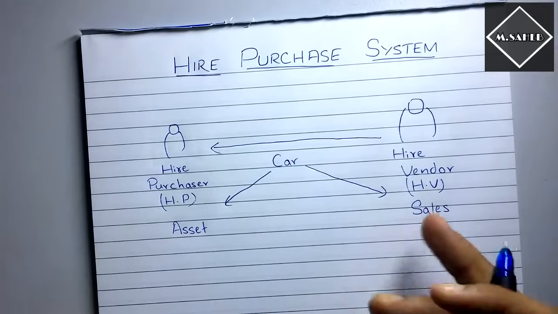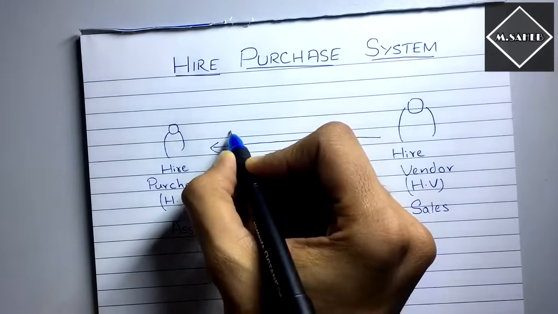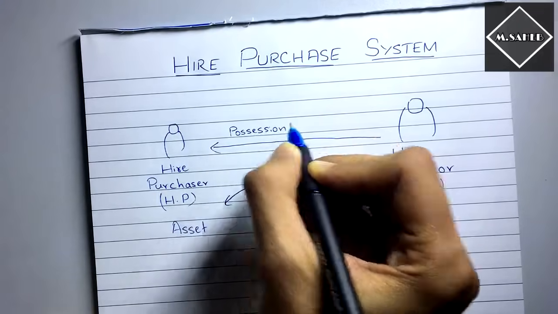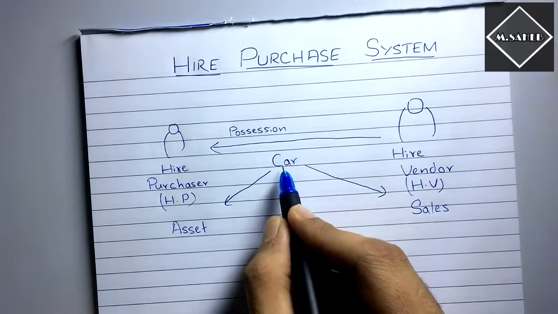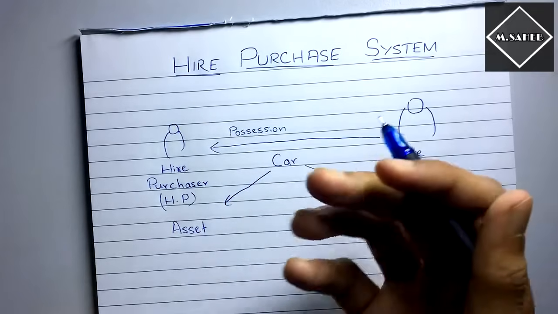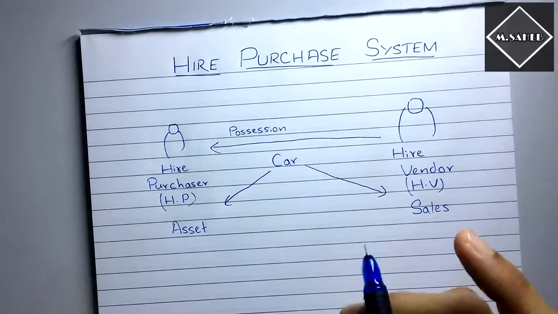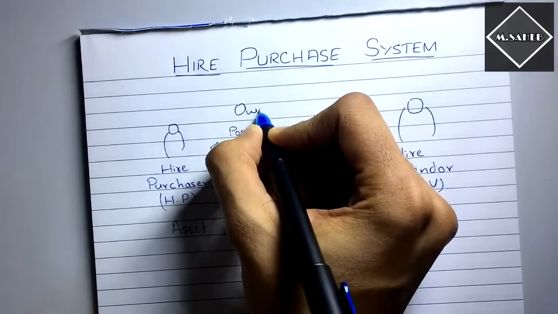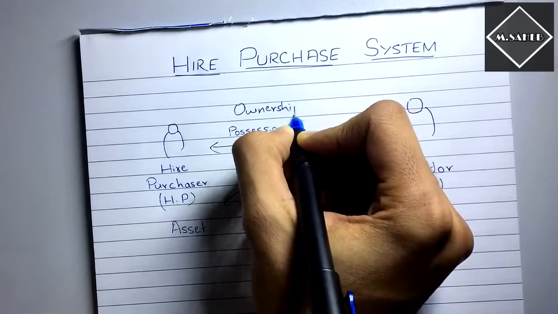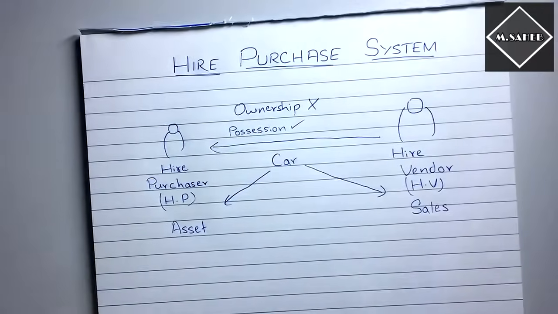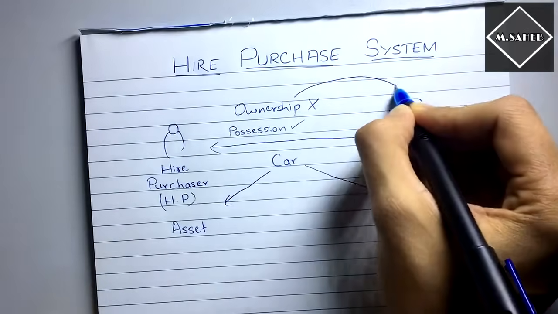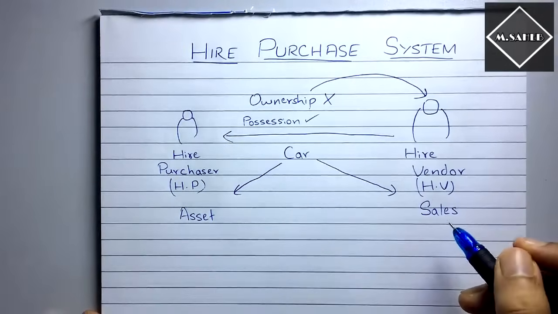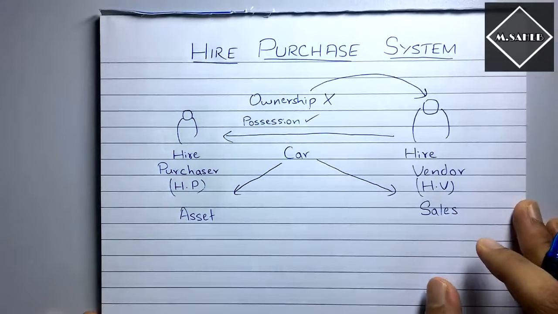And he will immediately get the possession of the car. When he signs the agreement with the hire vendor, he will immediately get the possession of the car. He will get the key in his hand, but he will not get the ownership. The possession he will get, but the ownership would not be transferred. The ownership will remain with the seller, aka the hire vendor, until and unless all the payment has been made.